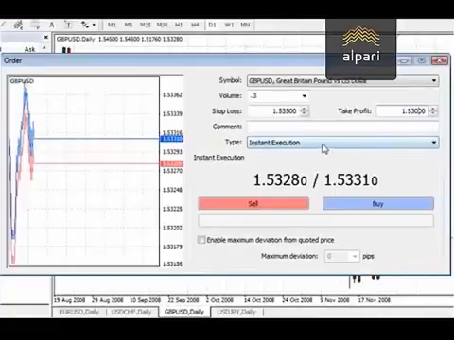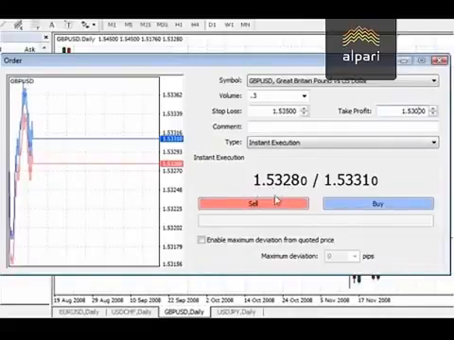Now moving down the list, we have another pull-down box here. It's currently set for instant execution. That means that if I want to sell this right now, I can just press the button. It's going to fill me at whatever the current market price is at that time. You'll notice it listed right here. So we've got the sell price and the buy price opposite each other just above the buy and sell buttons.